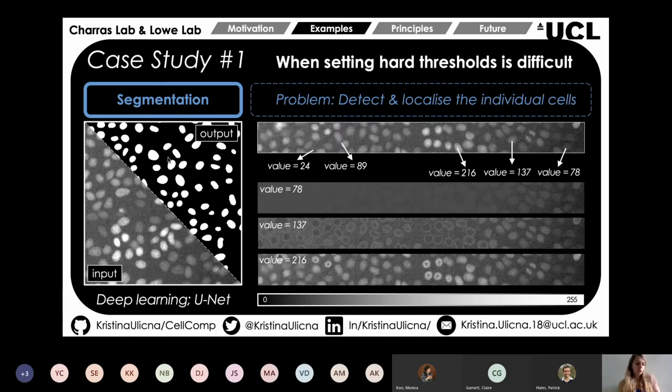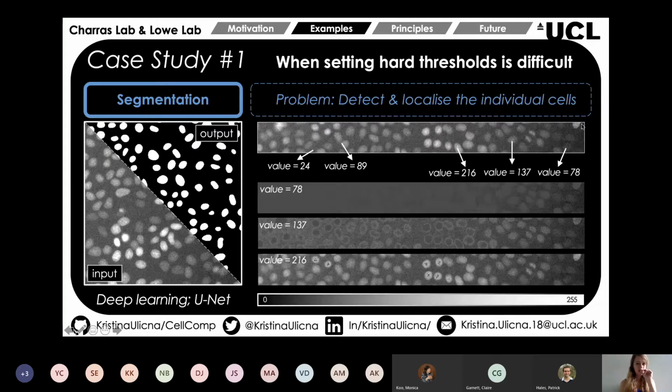Hopefully you appreciate that this is quite a complicated problem, but one very intuitive way to approach it is to set a certain cutoff value. You would say, okay, let's find a pixel value below which all of the pixels will be scored as background, and above which all of the pixels will be scored as the foreground, or the cells.